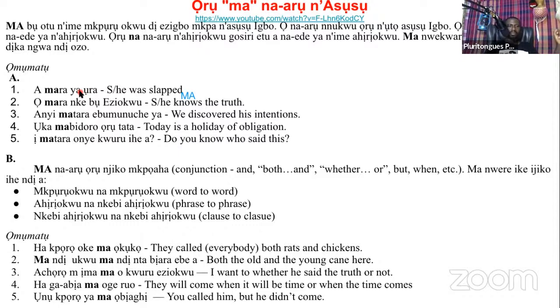Nke atọ, anyị matara ebumnuche ya. So, to discover, to also know, to discover. Anyị matara. Matala ya. Have you discovered it? Matala onye ọ bụ. Have you discovered who he is? Have you recognized him? So these are ways you can actually use ma as a verb.